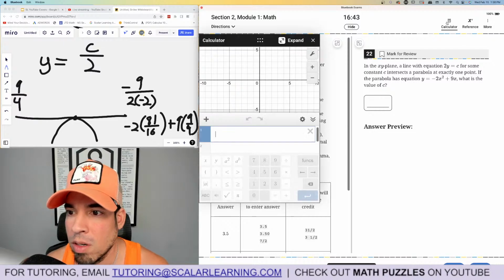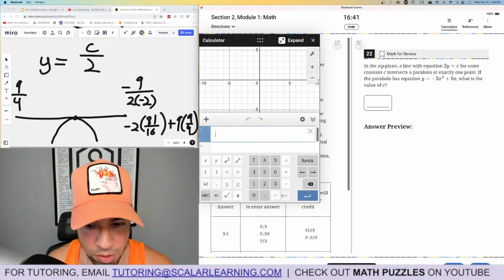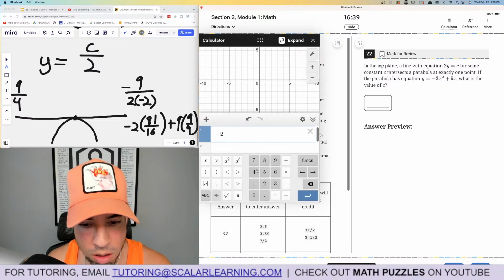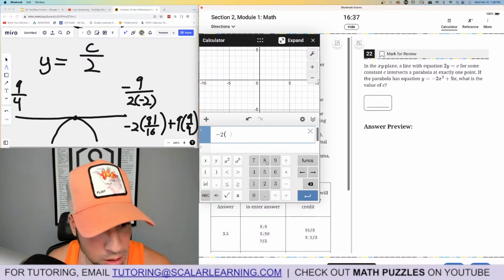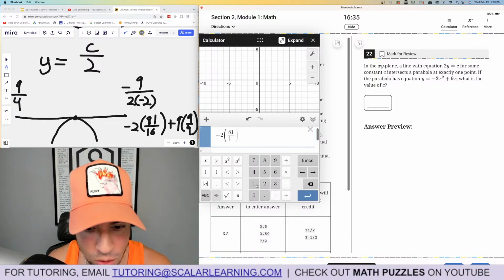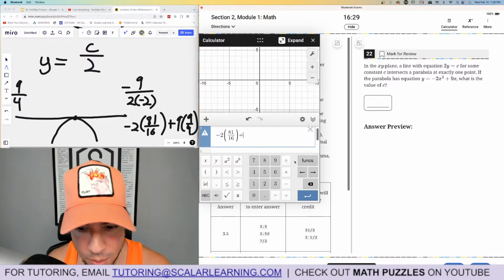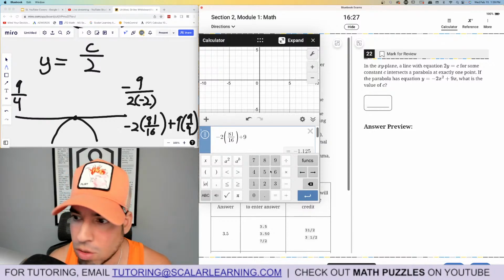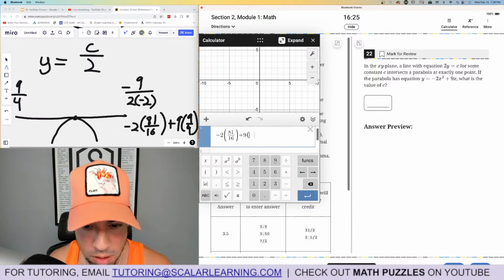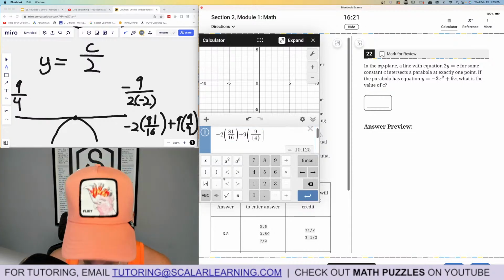Let's see. So we got negative 2. This Desmos calculator is awesome, I've got to say. Because apparently you're allowed to still use the other ones, but I wouldn't, even a TI-84. I would just use this. This is great. Times 9. I mean, look how easy it is to type these numbers in and everything. Okay. Oops.